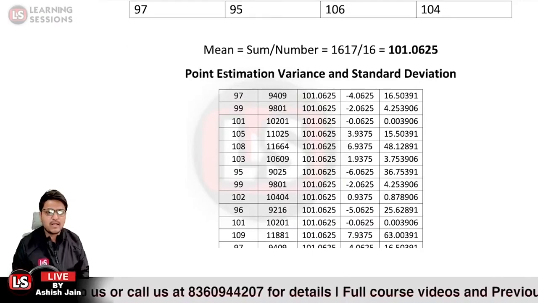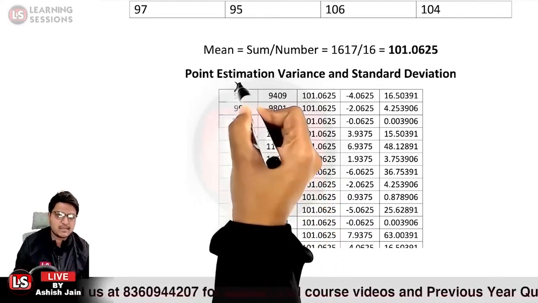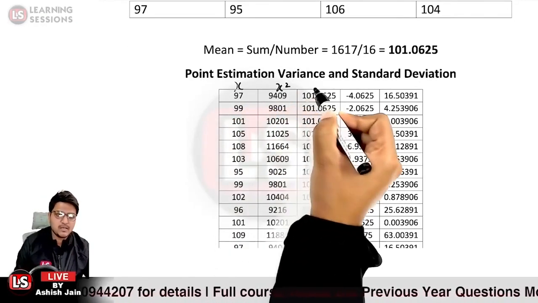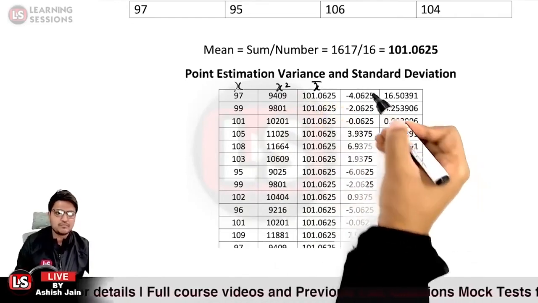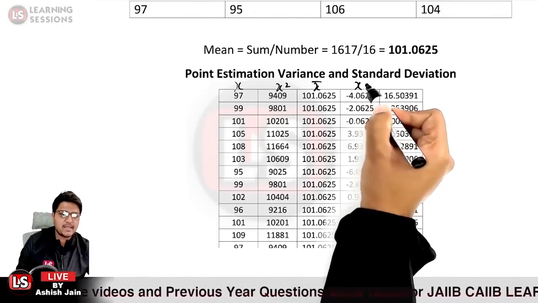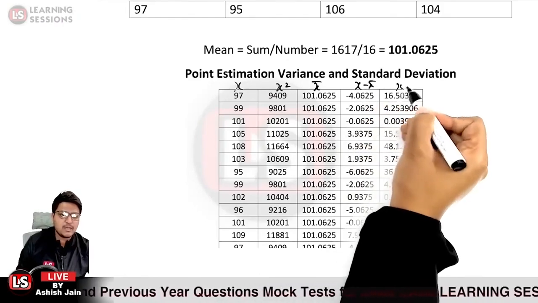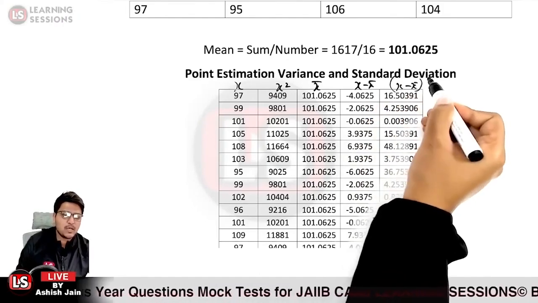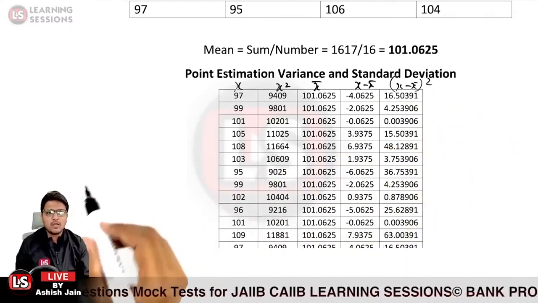We calculated, in the first column we have written x, in the second column we have x square, in the third column we have x bar, in the fourth column we have x minus x bar, and further in this term we have x minus x bar square. Okay, so this is related to what? That we want to calculate the standard deviation.